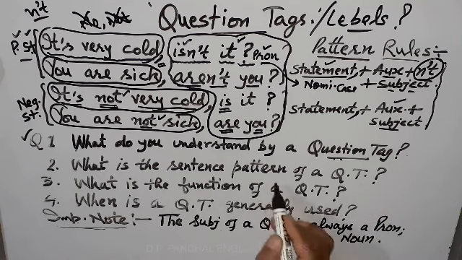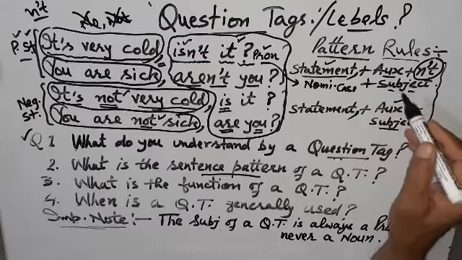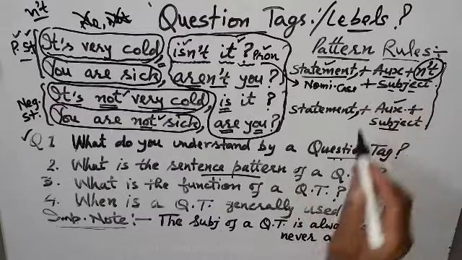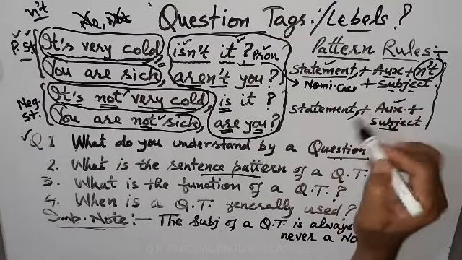Question tag. What is the sentence pattern? We have discussed it in detail here. These are the pattern rules. These are the sentence patterns of question tags. The pattern of a question tag: statement plus auxiliary plus not, like this.